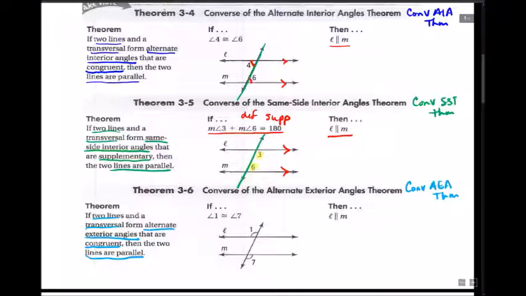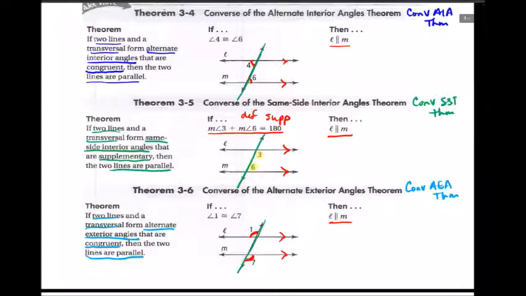So we are given two lines cut by a transversal, and we are told that angle 1 is congruent to angle 7. Are they alternate exterior angles? Yes, they are. Opposite sides of the transversal, outside of our two lines. Then we are allowed to say that our lines are parallel.